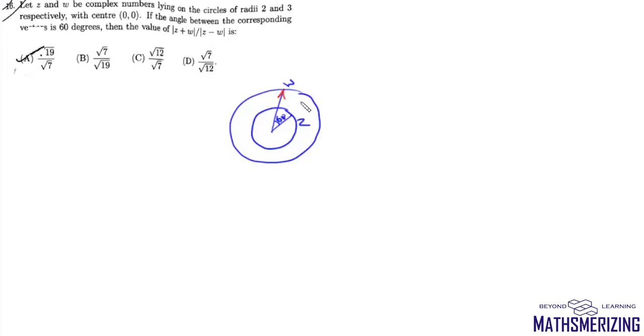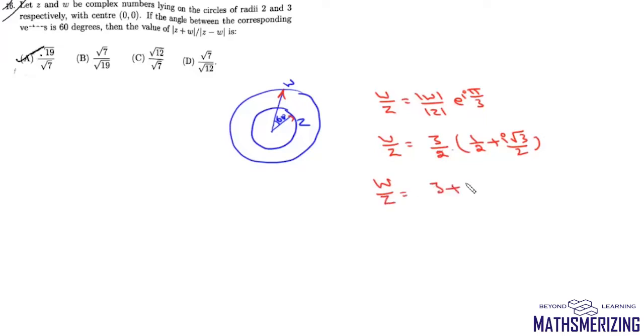Now if we write rotation of vectors, then we can say W upon Z is equal to mod of W upon mod of Z into e to the power iota, and then the angle between them, which is pi by 3. So we'll write W upon Z, and this is mod of W. W lies on a circle of radius 3. So it'll be 3 by 2, and then e to the power iota pi by 3. E to the power iota pi by 3 is nothing but cos pi by 3, which is 1 by 2, plus iota sine pi by 3, which is root 3 by 2. So we'll get W upon Z as 3 plus 3 root 3 iota upon 4.